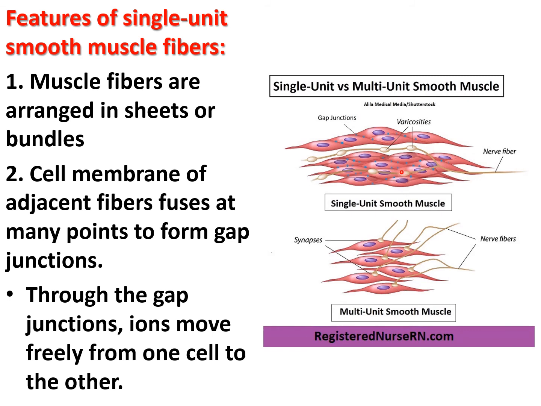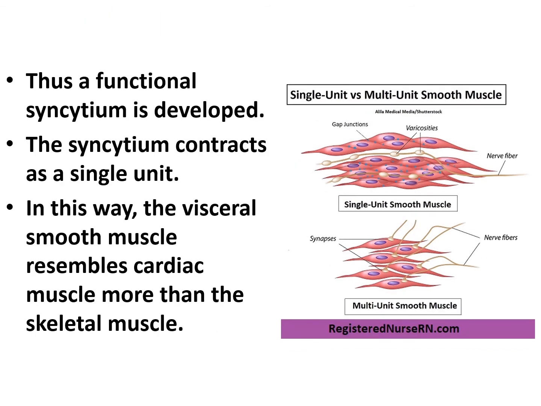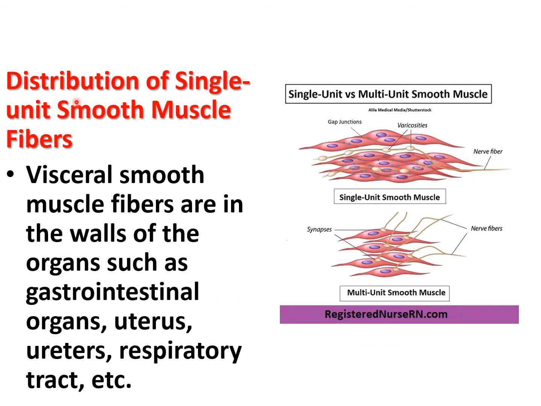So this is a single unit smooth muscle fiber, and here the gap junctions are present. So a functional syncytium is developed, and this syncytium contracts as a single unit. In this way, the visceral smooth muscle resembles cardiac muscle more than skeletal muscle. Single unit smooth muscle fibers are distributed in the walls of organs such as the gastrointestinal organs, uterus, ureter, and respiratory tract.